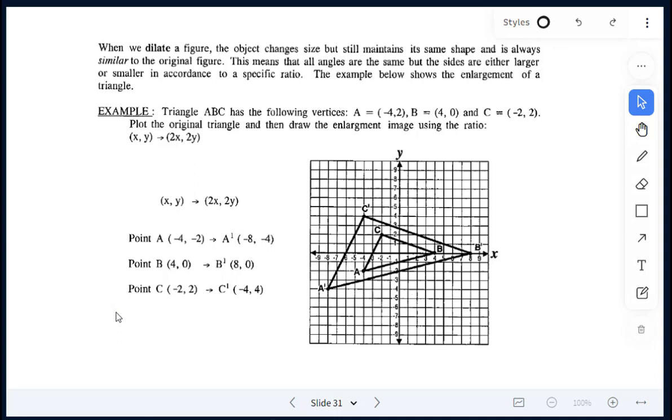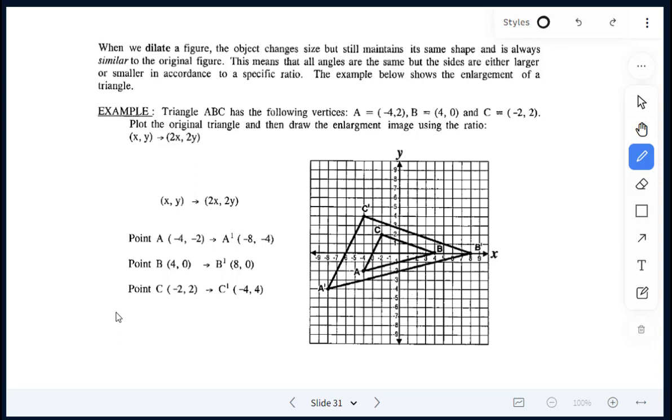So for here, our original triangle is triangle ABC, and we're told it's going to double. It's going to become 2x and 2y, so it means it's multiplying by 2. So all our original points are going to multiply by 2. So if we look at our original point, negative 4, negative 2, we're going to multiply that by 2. That's going to become negative 8, negative 4. So for point A, it's at negative 8, negative 4.